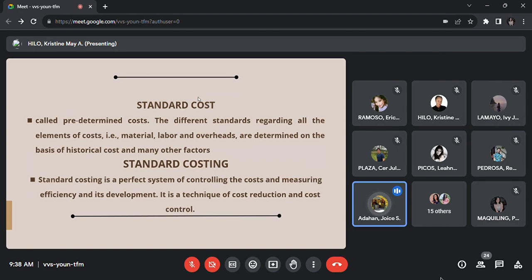And the standard costing is a perfect system of controlling the cost and measuring efficiency and its development. It is a technique of cost reduction and cost control. Standard costing is a method businesses use to define production targets and costs, and then contrast actual production cost with the targets.